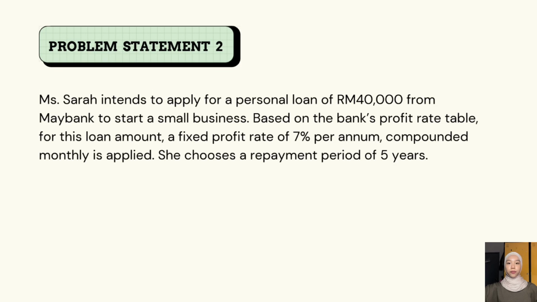Problem statement 2: Miss Sarah intends to apply for a personal loan of RM40,000 from My Bank to start a small business. Based on the bank's profit rate table, for this loan amount, a fixed profit rate of 7% per annum, compounded monthly, is applied. She chooses a repayment period of 5 years.